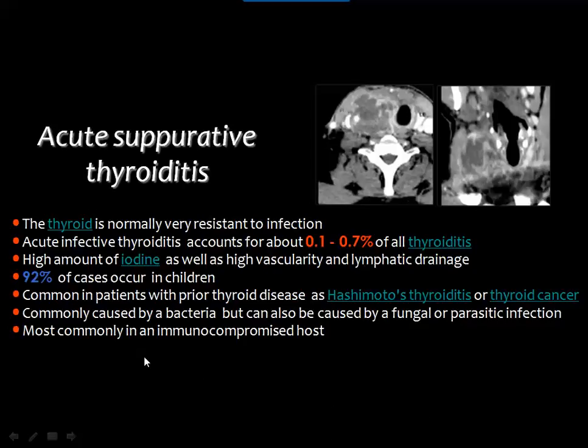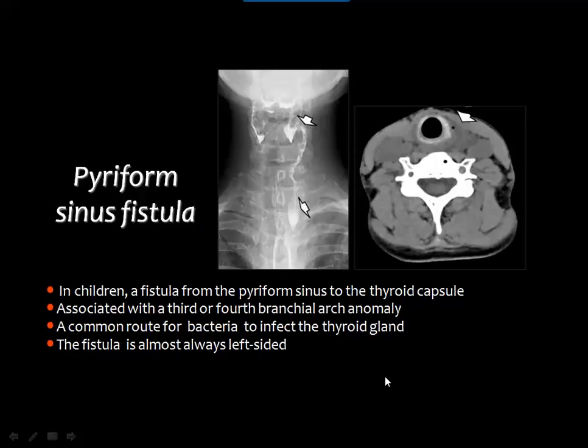Then this acute suppurative thyroiditis may be common in patients with prior thyroid disease like Hashimoto thyroiditis and even thyroid carcinoma. And because this gland is resistant to infection, the infection is usually seen in immune compromised patients. And this is an appearance of enlargement of the right thyroid lobe with marginal enhancement and central area of breakdown.